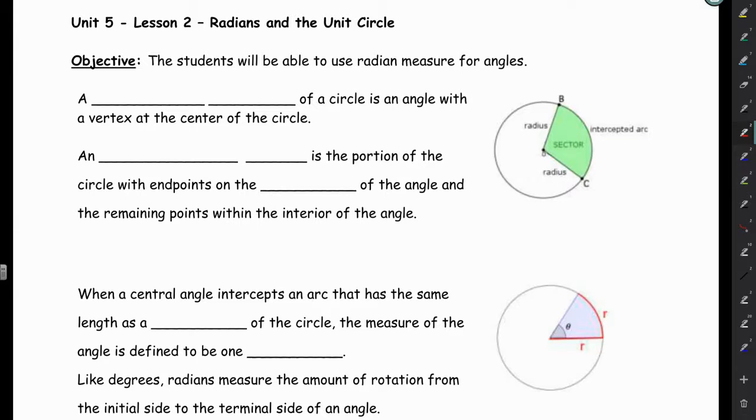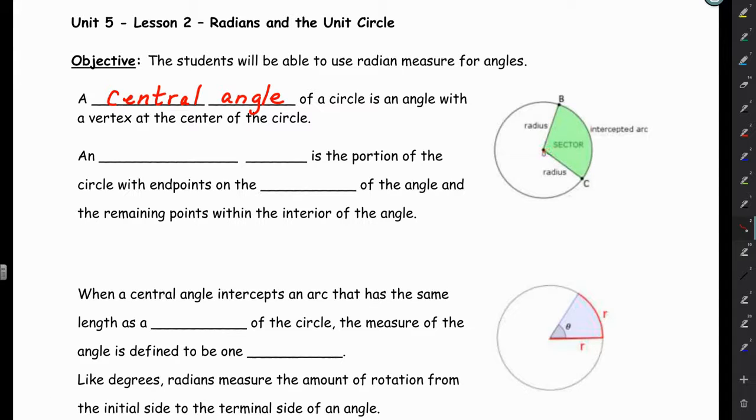Hi everyone, in this lesson you're going to be learning how to use radian measure for angles, and there's some vocabulary you need to know before we do that. A central angle of a circle is an angle with the vertex at the center of the circle. Here we have a central angle, the angle that has its vertex at the center.